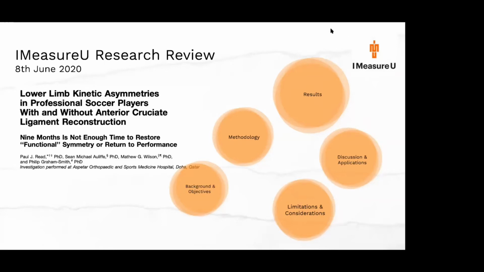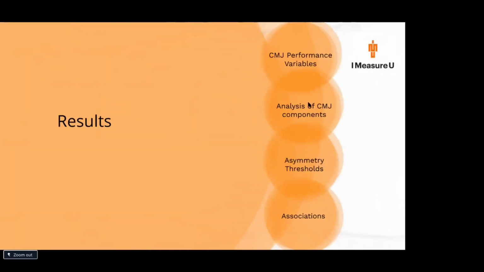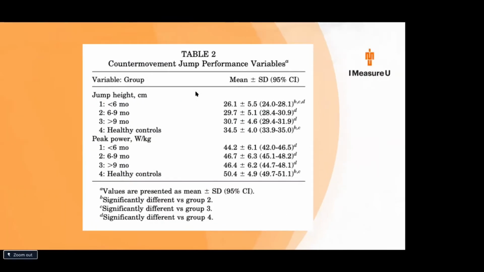So moving on to the results, as I mentioned, there was quite a lot going on here. So what I've done is, instead of putting loads of text on the screen, I'm going to go through the tables, and I'm going to do my best to talk to what they're showing. The first table we're going to look at is the countermovement jump performance variables. What you'll see here is groups 1 to 4 for jump height and peak power. Mean and standard deviation are listed, and then you've got your key at the bottom there.